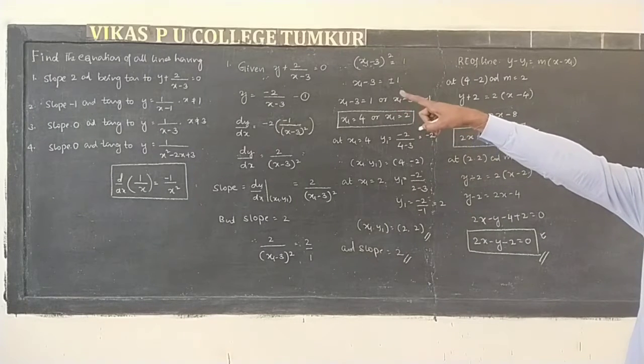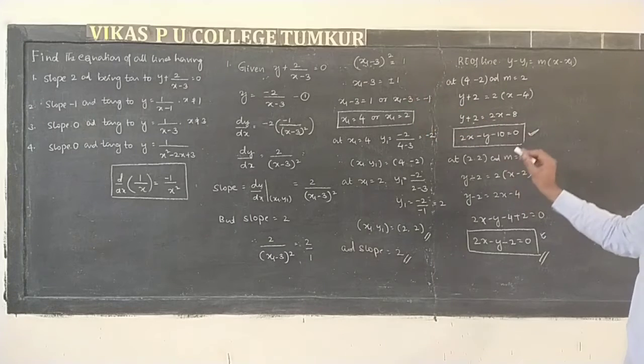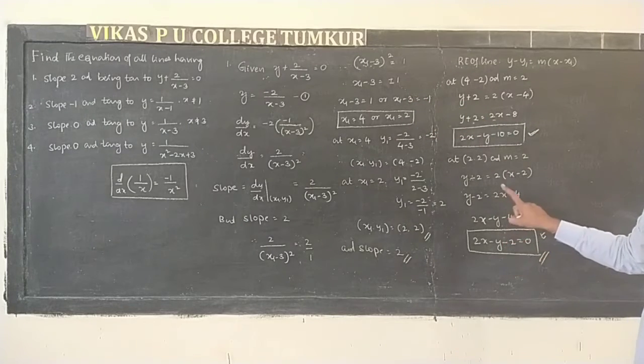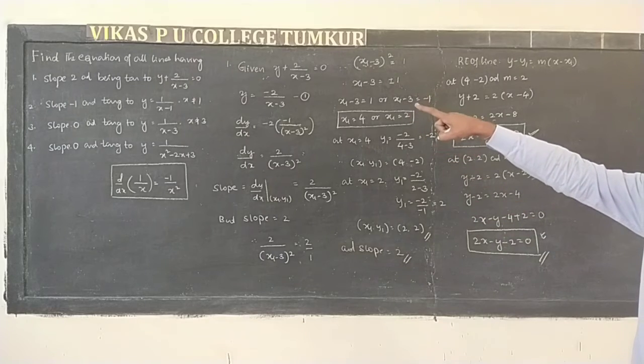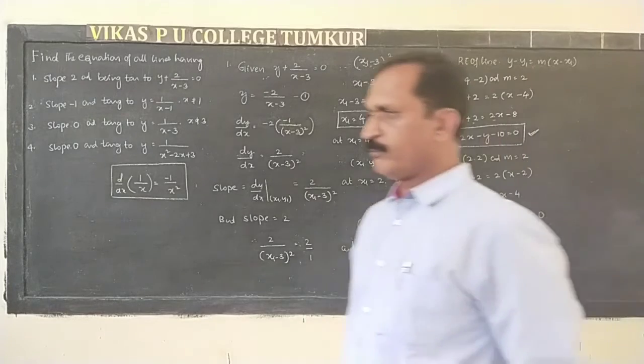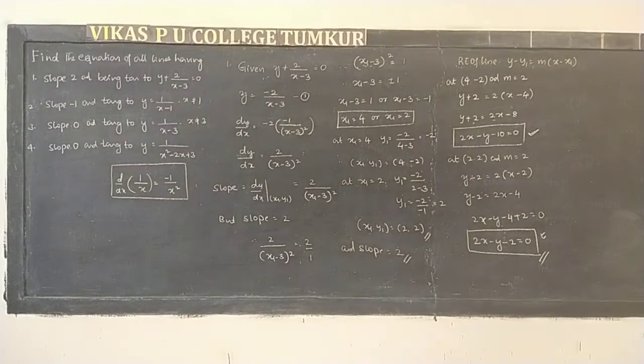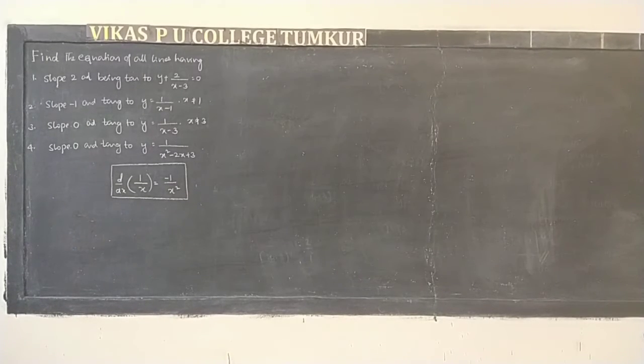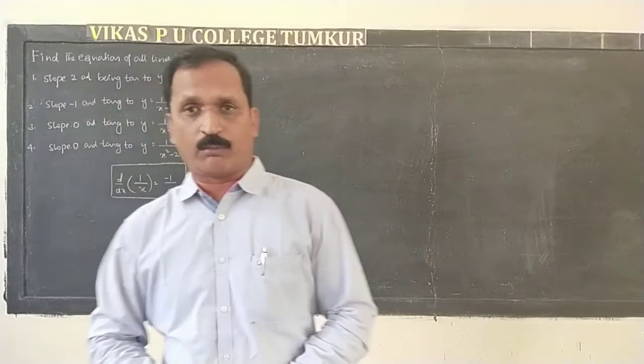What we want to obtain? Find the equation of lines. At the last, these are two equations of lines for which the slope is 2 and tangent to the curve. Alright? Read on this and I will solve the second one. But the first one. Well, let me look at one more problem. Another problem, check.